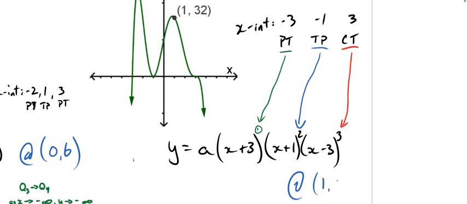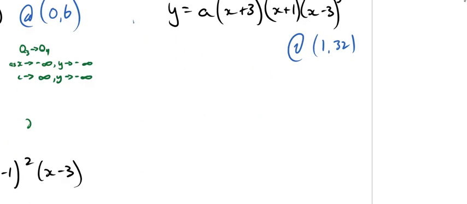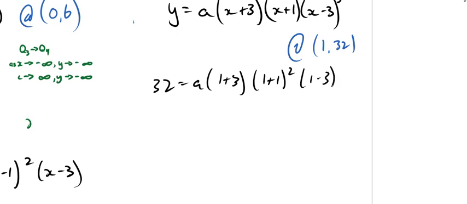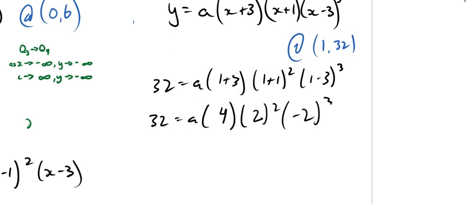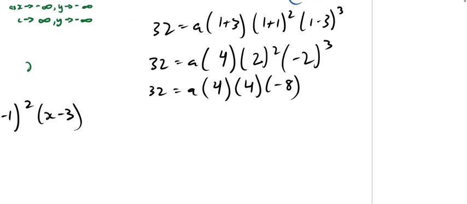Okay, so 1, 32, and so I get 32 equals a, 1 plus 3 to the 1, 1 plus 1 squared, 1 minus 3 cubed. 32 equals a times, so that's just 4. That's 2 squared, and that's -2 cubed. 4 times 4 times -8. So what does that work out to? 128, is that right?